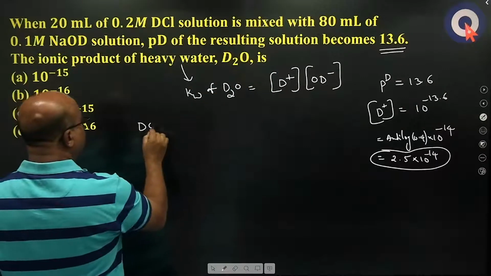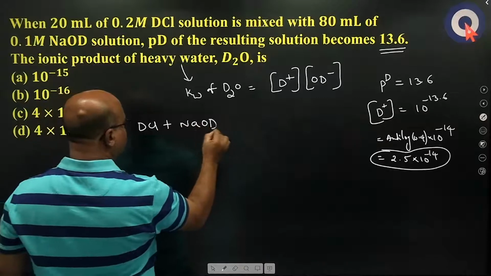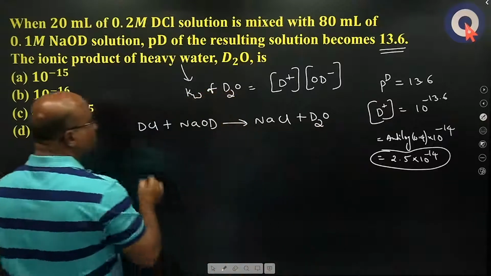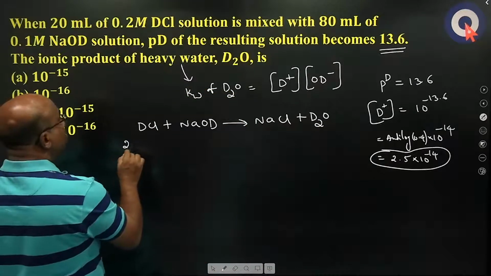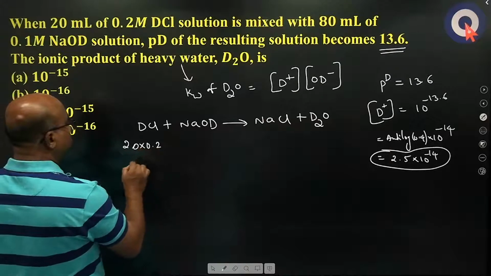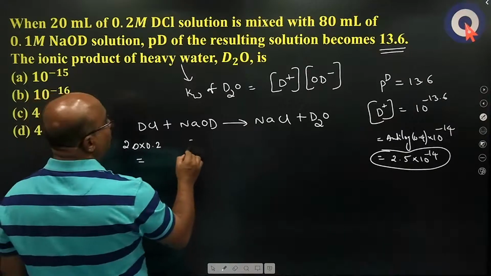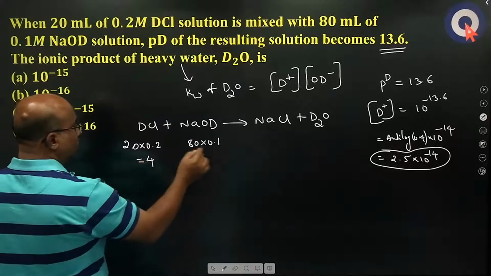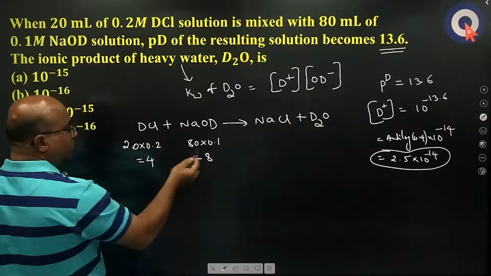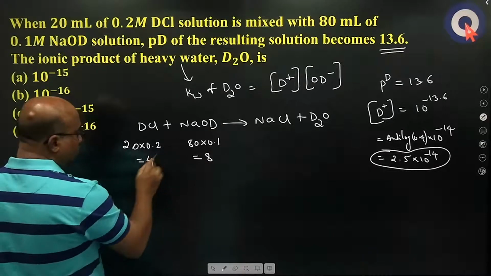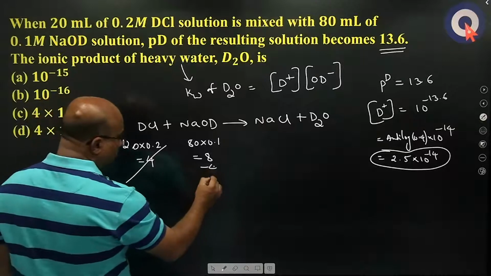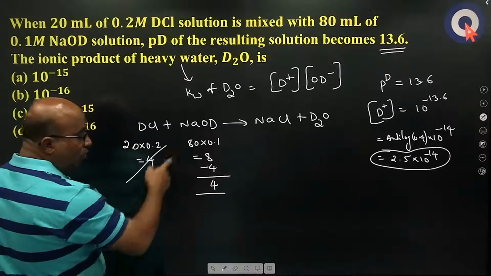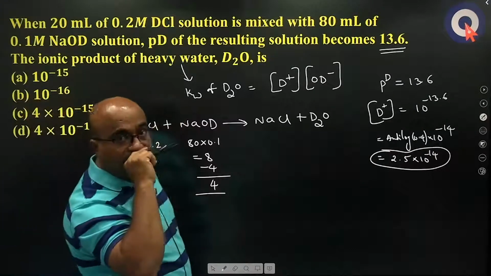So when you react DCl and NaOD, we are getting NaCl plus D2O. But how much of each is taken? 20 into 0.2, which is nothing but 4, and 80 into 0.1, which is nothing but 8. But this is in excess and this is limiting, so this completely gets consumed. This also gets consumed by 4, so 4 is left. That means 4 millimoles are left, because the volume is in ml.